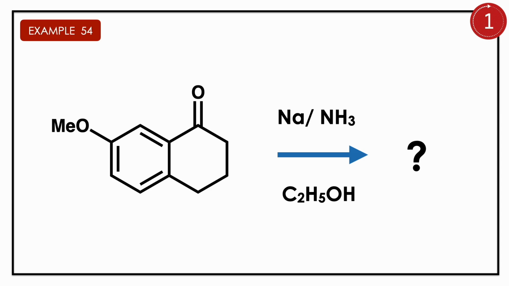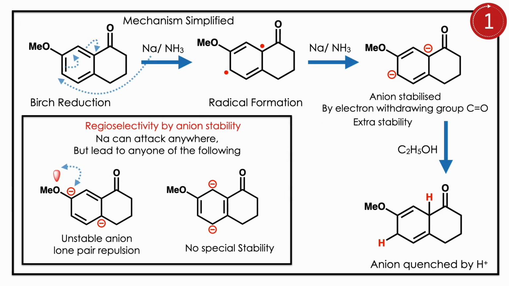Then the next reaction, you have anisole fused with cyclohexanone. You are reacting with sodium and ammonia, ethyl alcohol. You should find what will be the final product. Here you have the Birch reduction possibility. Already we know that anion stability dictates the regioselectivity here. We should find where the reduction happened.